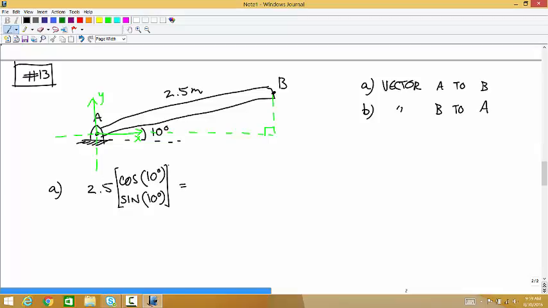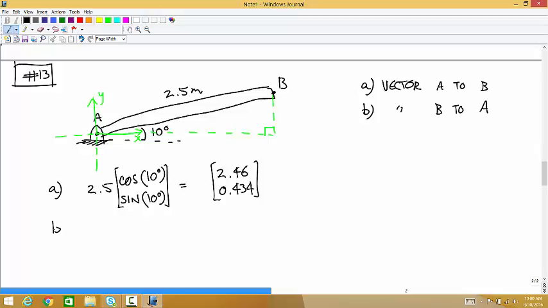What do you get for this? 2.46, 0.434. Does that pass the smell test? Yeah. It's in the first quadrant, so you know that both components have to be positive. That angle at 10 degrees is less than 45, a lot less than 45, so you expect it to be farther in the x direction than in the y direction.